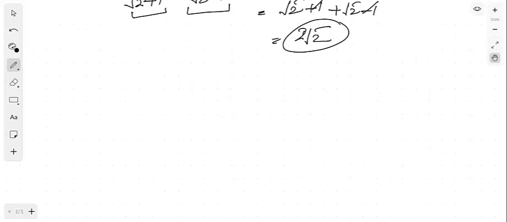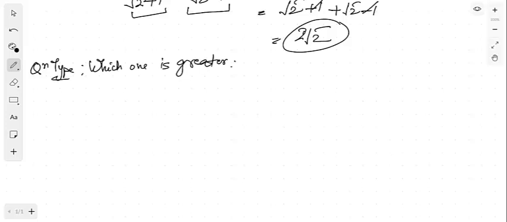Okay, now there's another kind of question in which you have to find the greater value. You have to find which one is greater out of the two values. Okay, two values given are 2 to the power 30 and 3 to the power 20. Okay, to solve such kind of question, the only aim you have is to make the power same, to make the power of both the terms same.